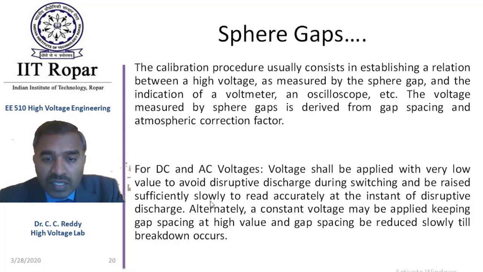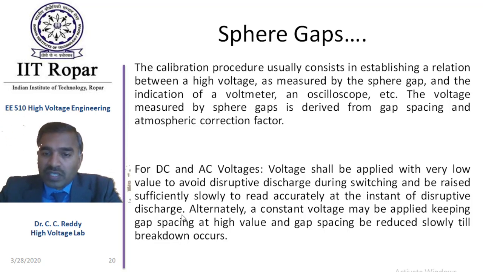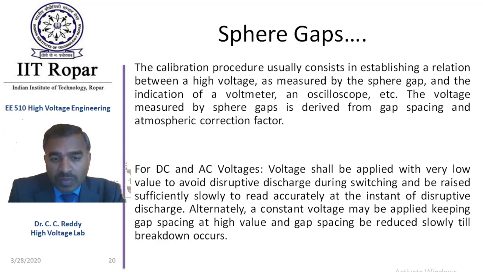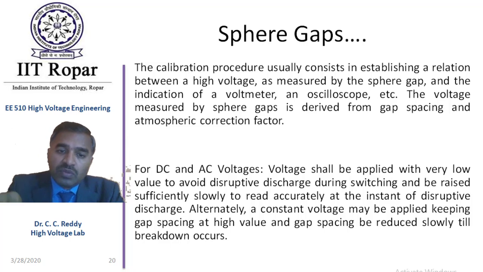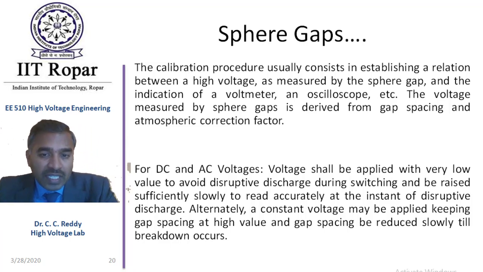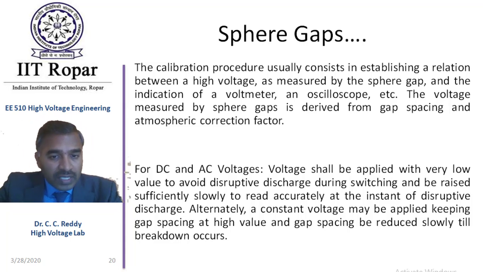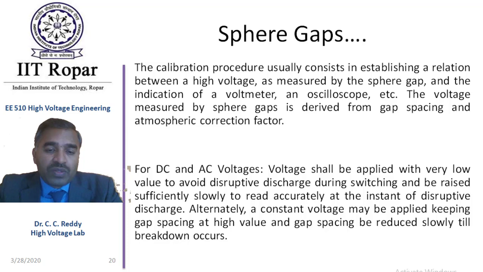Very slowly you have to raise it to read accurately at the instant of disruptive discharge. Because if you raise it fast, the reading of the meter and the breakdown instant may be different. Therefore, very slowly you have to raise so that the reading can be accurate. So now apply the low voltage and then increase the voltage slowly until it breaks, and at that instant you note down the voltage of your voltmeter or oscilloscope, and then calculate depending on the spacing the breakdown voltage expected as per the standard tables. So, these two can be compared and then calibration can be done.